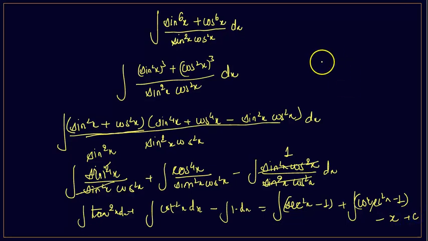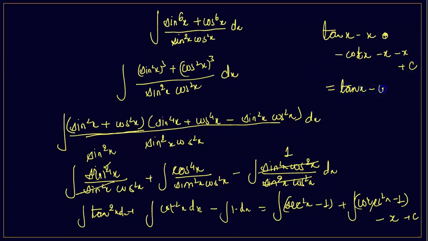So everything can be written as tan x minus x, sorry, cosec^2 x integrates to minus cot x, minus x, minus x, that we will have. So your answer will become tan x minus cot x minus 3x plus c. So this is the answer that you will get.